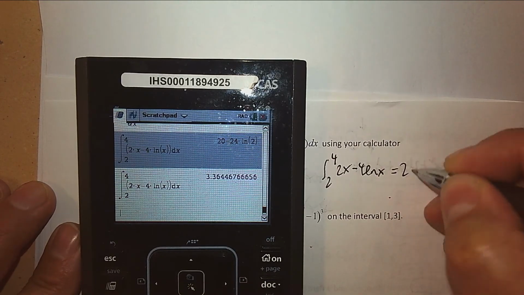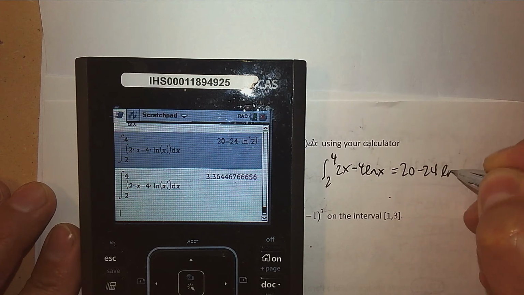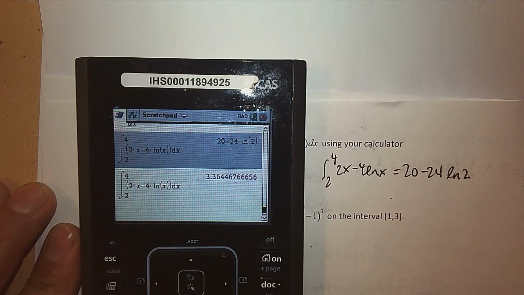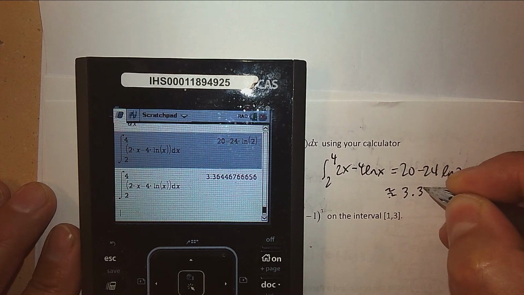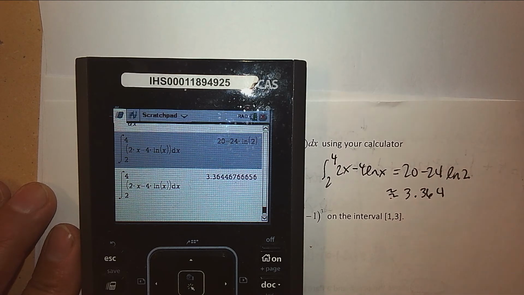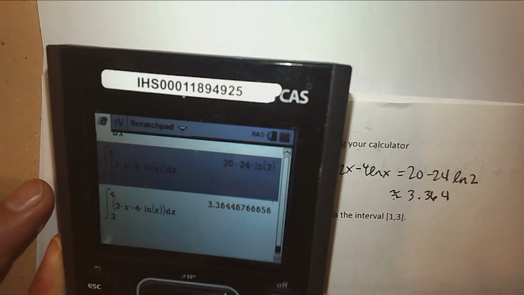So the exact answer is this. The approximate answer is 3.364. Both answers would be fine on the test.